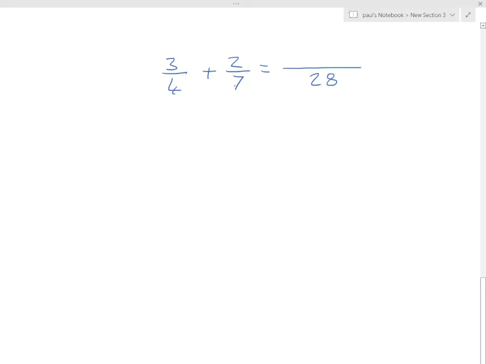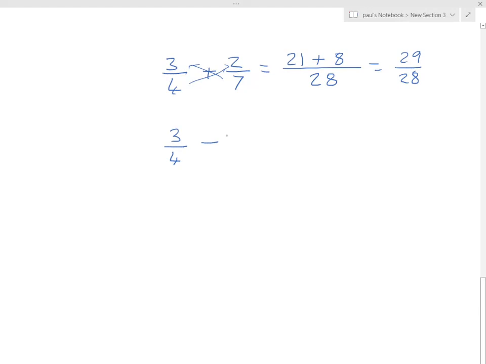And then we cross multiply, because what we did with this 4, we multiplied it by 7 to get 28. So we must multiply this one by 7 to get 21. And then we multiply this one by 4 to get 8. And because it's add, we add them together, which is 29/28. It's fine.